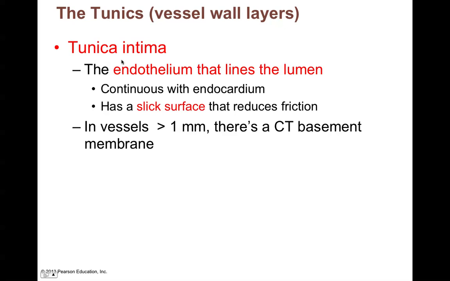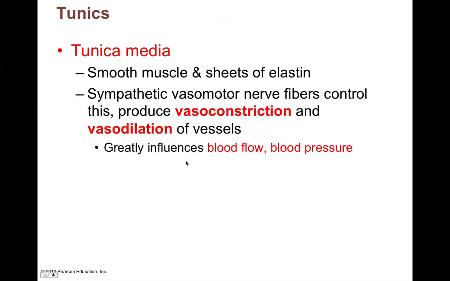So we're going to go through the tunics. Tunica intima really starts with that endothelium that lines the lumen. It's continuous with what we call the endocardium, which is the lining inside the heart. The endothelium has a slick surface that reduces friction. In vessels that are larger than 1 millimeter, there is a connective tissue membrane that will give support to this endothelium.